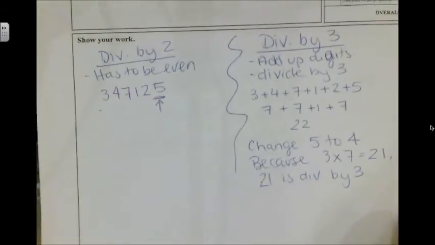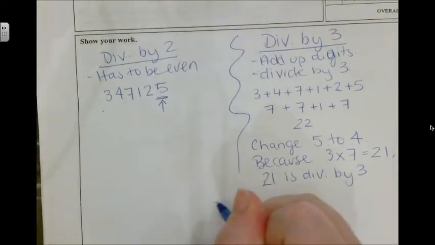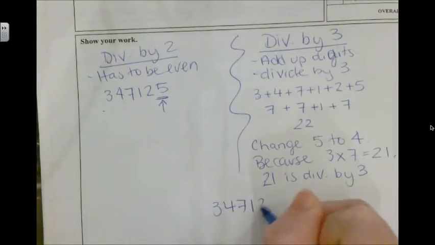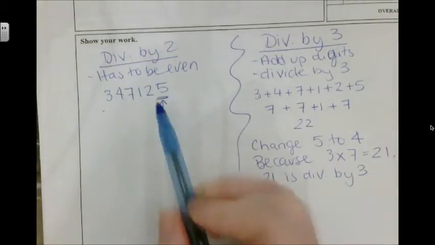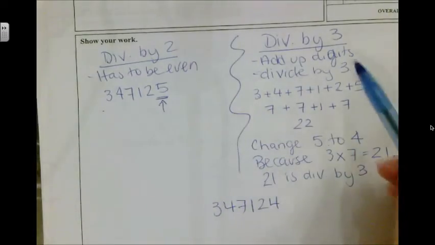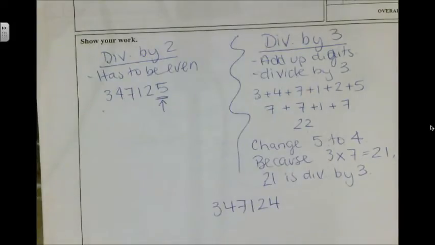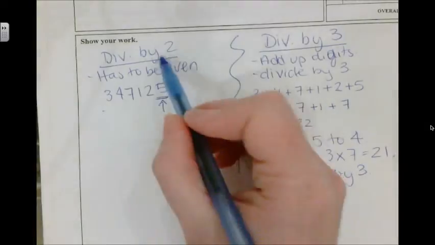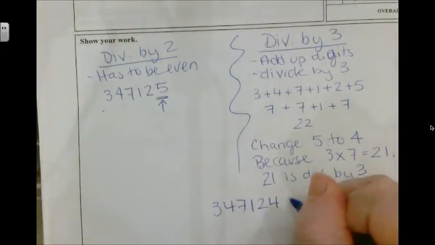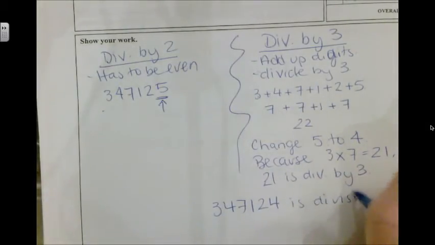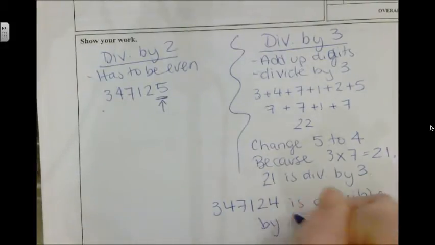So my new number is 3, 4, 7, 1, 2, 4, because I'm changing this last digit from a 5 to a 4 so that I can satisfy the rules for divisible by 2 and divisible by 3, which means it is divisible by 6.